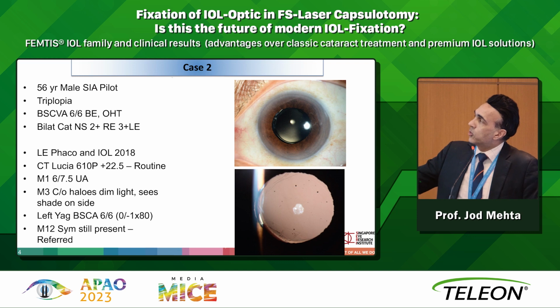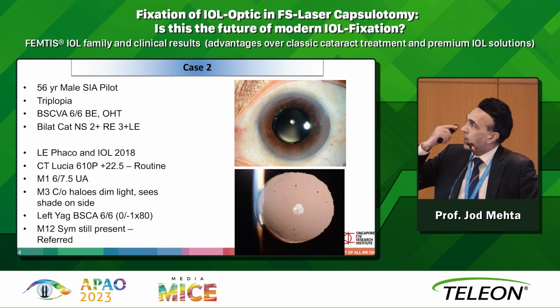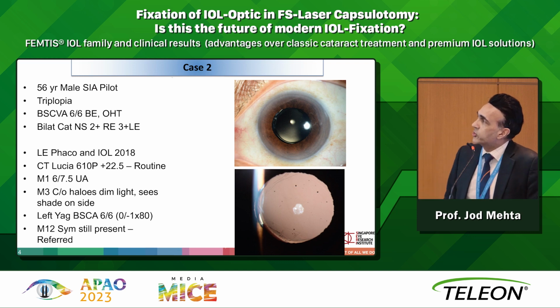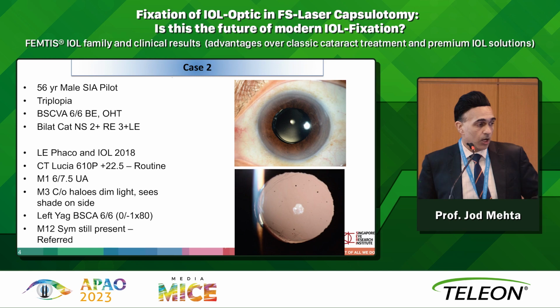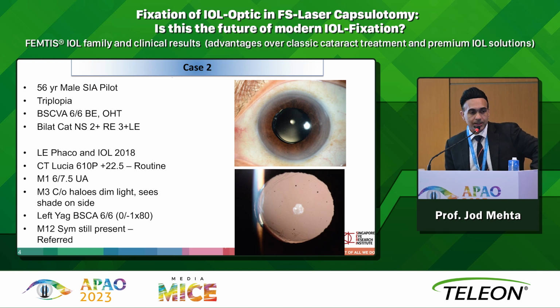So this is a 56-year-old male Singapore Airlines pilot. Okay, so obviously probably high visual demand. So he was complaining of triplopia when he saw one of my colleagues. Best corrected visual acuity was good, 2+ nuclear sclerotic cataract. He was under the glaucoma service with bilateral ocular hypertension. He underwent cataract surgery by one of my colleagues. She put a CT Lucia lens in, so another good quality basic lens. She's a good cataract surgeon, completely routine, unaided visual acuity 6/7.5.